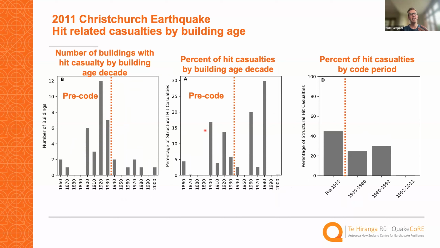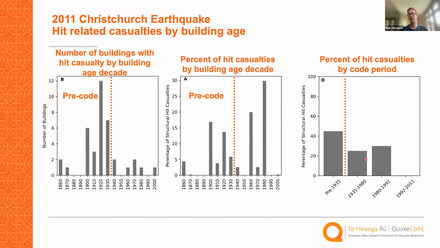But if we normalize that by the actual percent of casualties, we can see that some of our older code buildings in the 60s and 80s are actually generating a higher percentage of casualties. So while we get a lot from those pre-code buildings, the contribution to the number of casualties is actually more dominated by these code-related buildings.